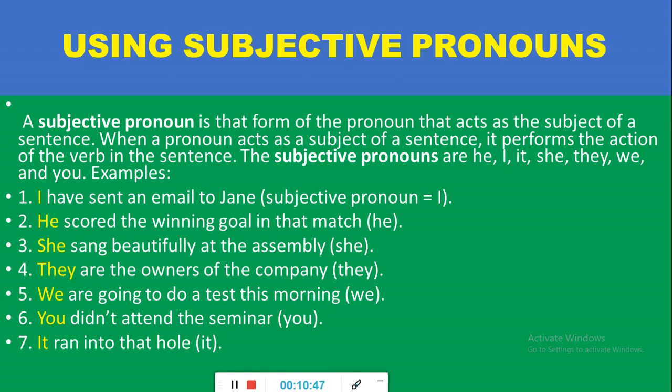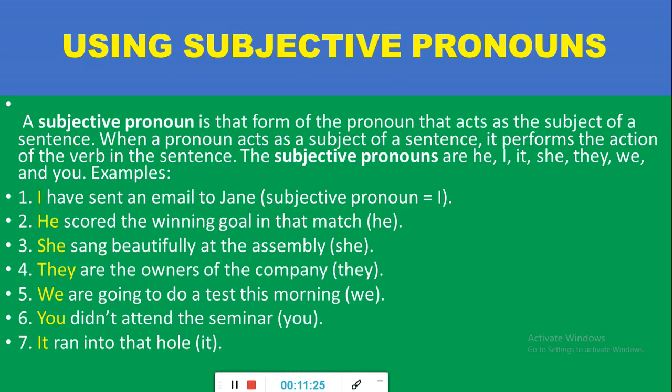Sentence 4, they are the owners of the company. And so the subjective pronoun is they, because that is the subject of the sentence. The subject is either the doer of the action or the person or thing that we are talking about in a sentence. The subjective pronoun is they because they are the people we are talking about.